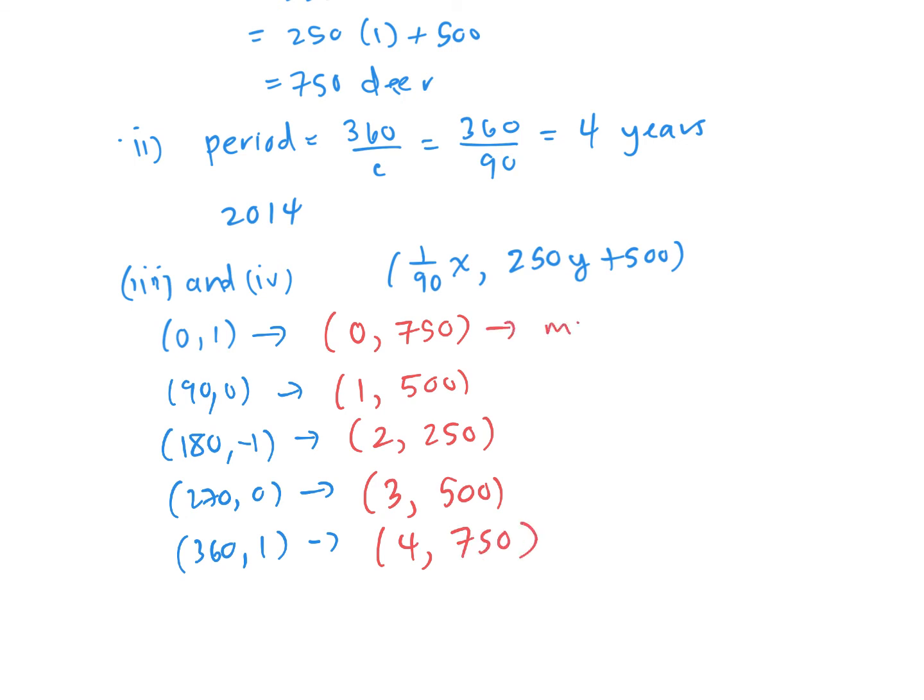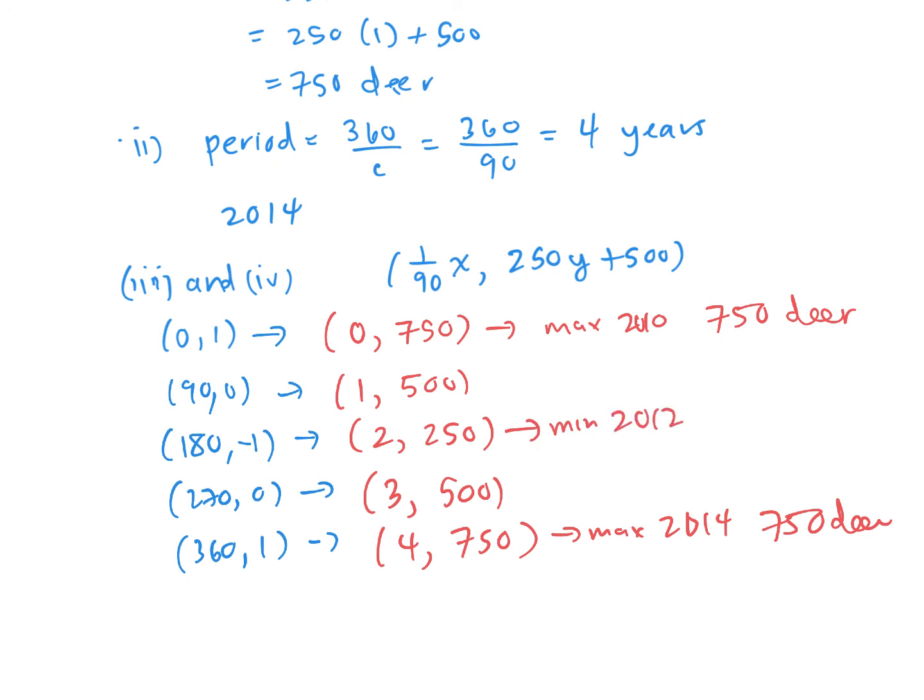Here's where the maximum is. So the maximum occurs in 2010 and 2014. Maximum of 750 deer. And then I can see that the minimum occurs after 2 years, so 2012, and has a minimum of 250 deer.